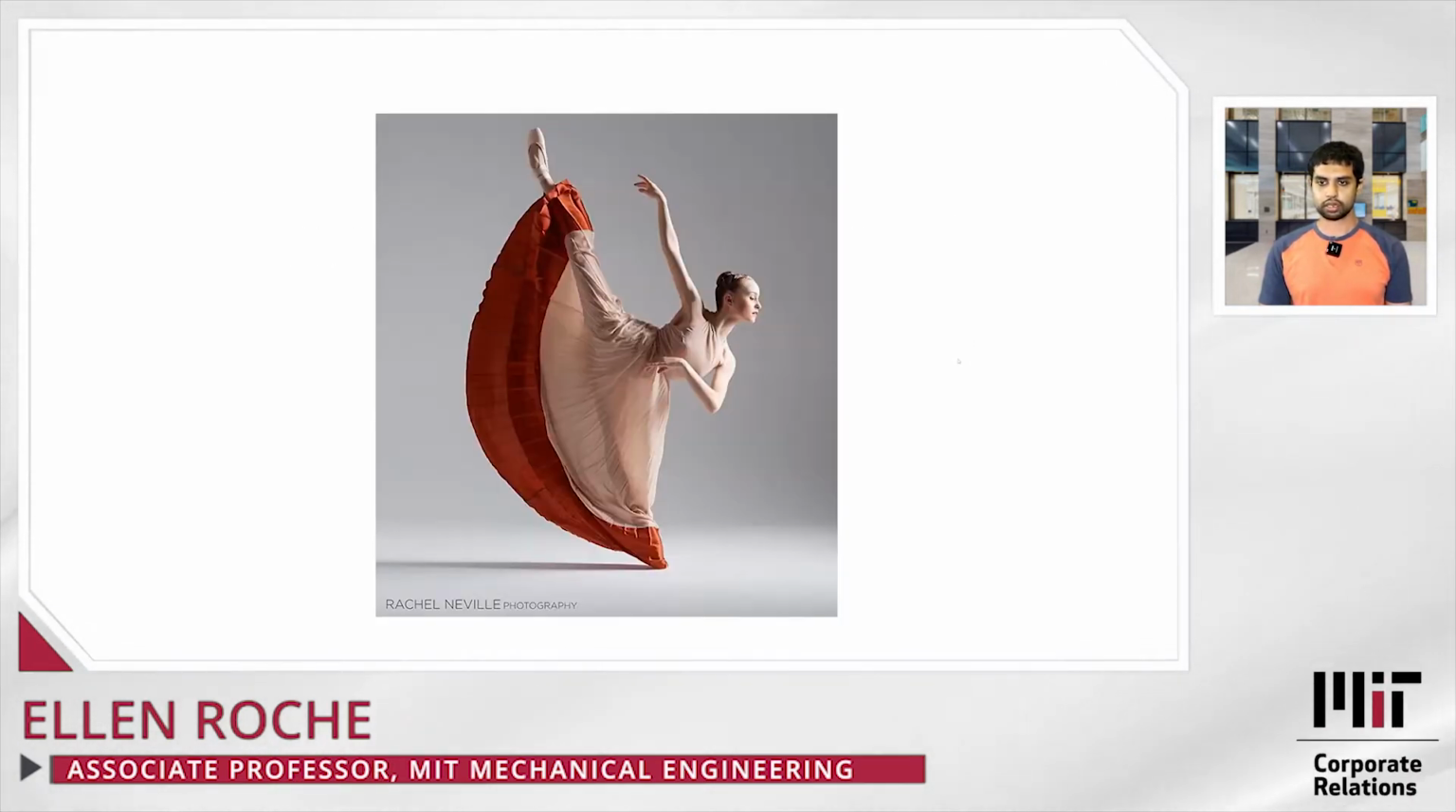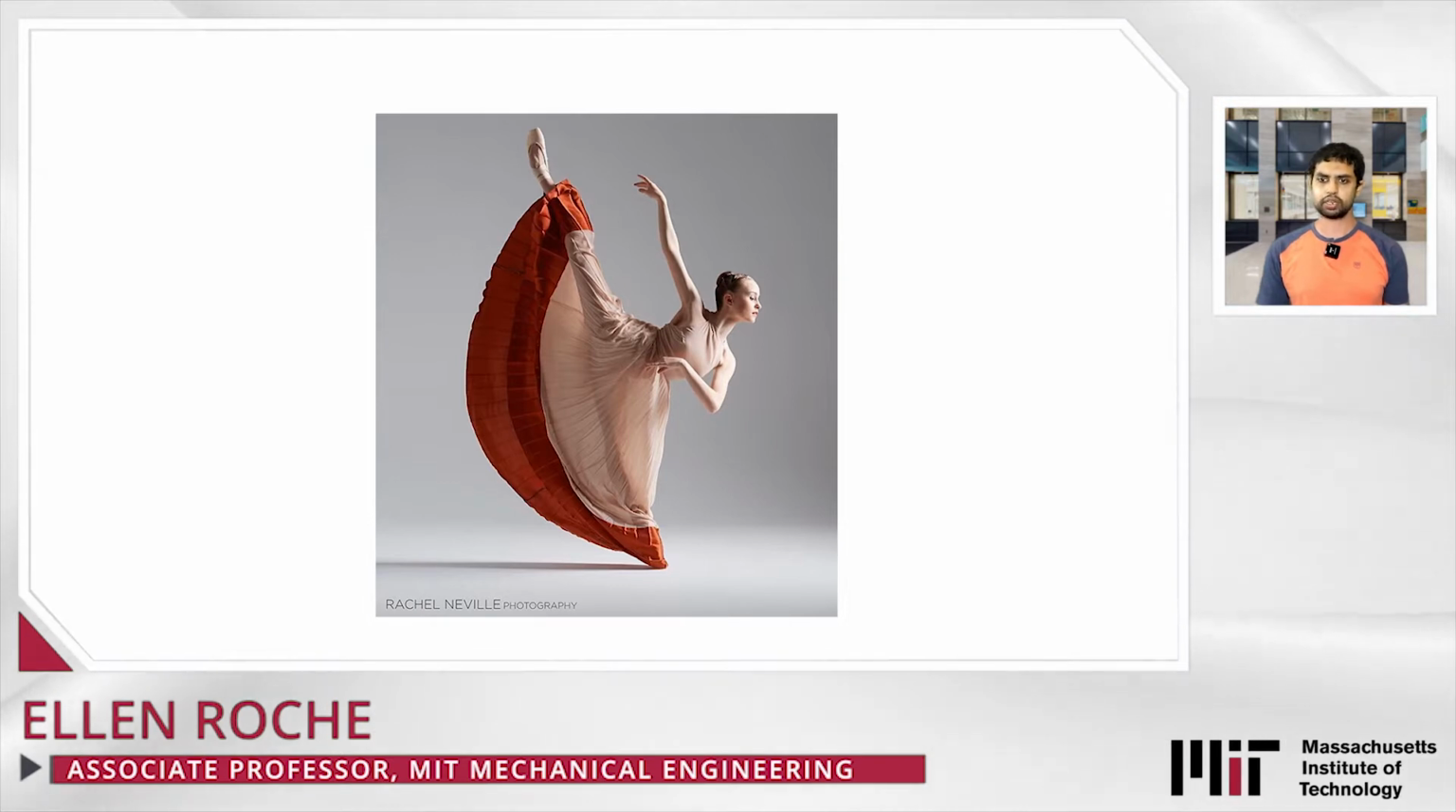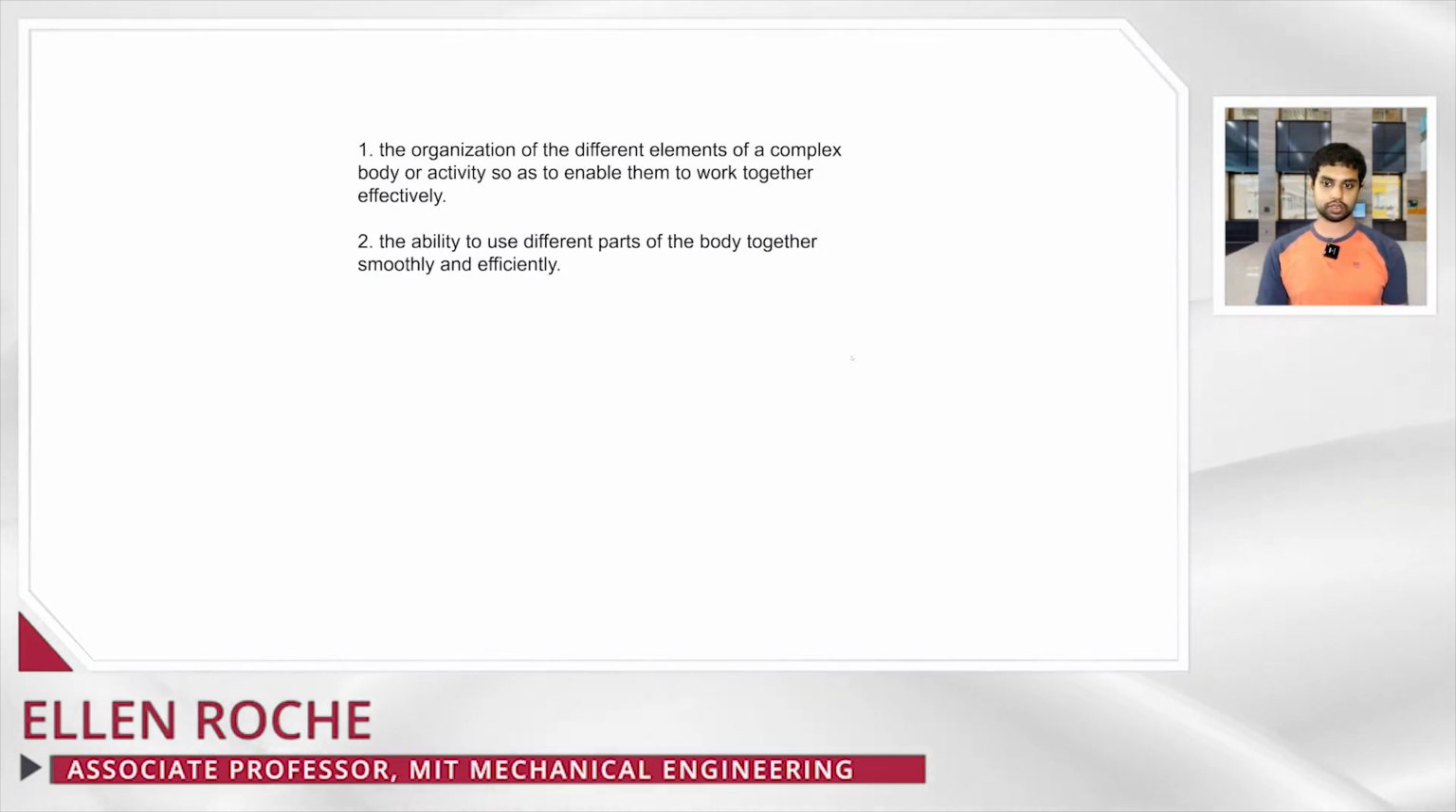So first, let's talk. Our intuition suggests that skilled dancers produce beautiful and coordinated movements. But what is coordination? Let's start with the dictionary definition. The dictionary offers two definitions depending on which dictionary you're looking at. Coordination is the organization of different elements of a complex body or activity to enable them to work together effectively. Or it's the ability to use different parts of the body together smoothly and efficiently.